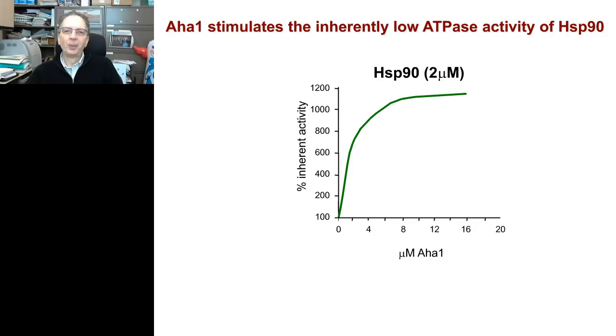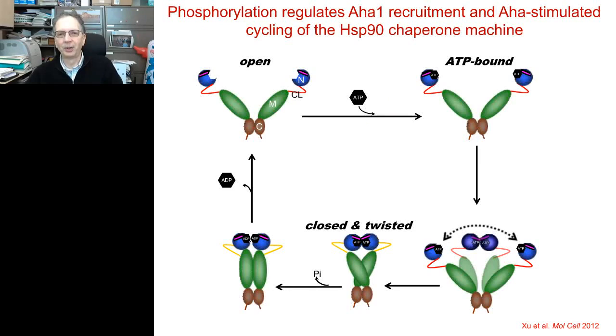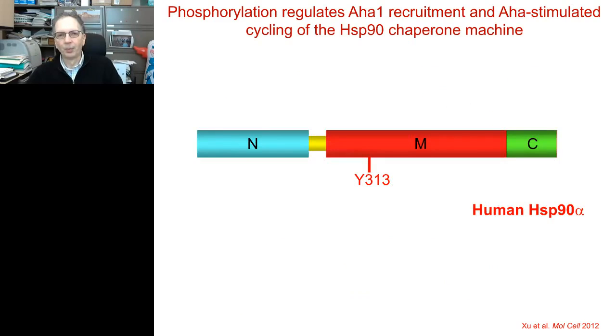But in cells, there is much more HSP90 than AHA1. So mechanisms must exist for HSP90 populations in cells to recruit AHA1 in order to stimulate ATPase activity. This is just showing a cartoon which I showed you a number of slides ago, showing that the chaperone cycle is dependent on AHA1 to promote ATP hydrolysis. So here is the proximal location of Y313. It's in the M domain of HSP90.